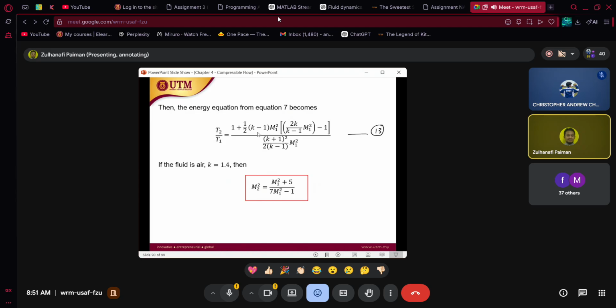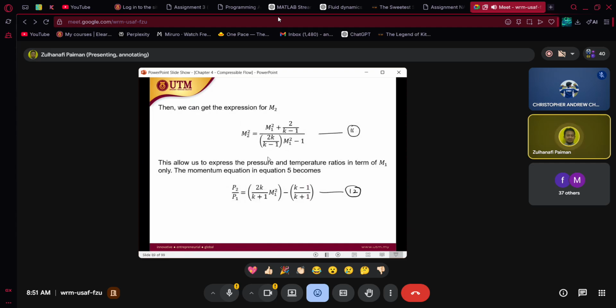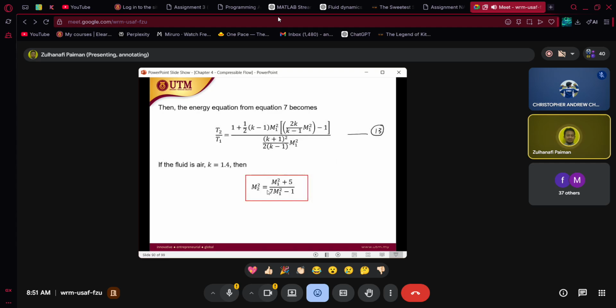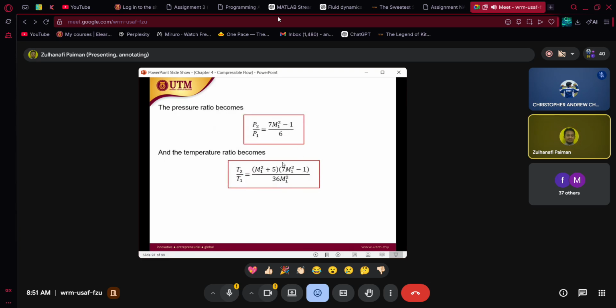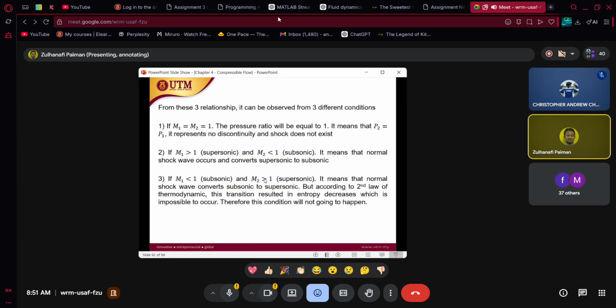If you use different types of gases, you will need a different k, so you have to use this kind of equation, not the one that I enclosed with the red line here. So this is T2 over T1, this is P2 over P1, and this is M2 squared. This one is also very important. And if the fluid is air, it is simplified to this equation. I hope you understand: pressure, temperature, and so on.